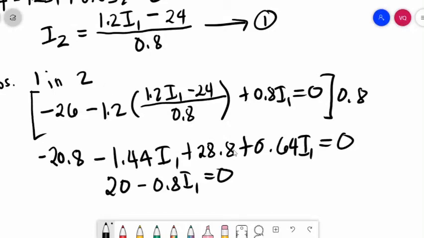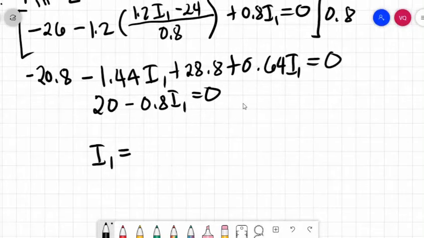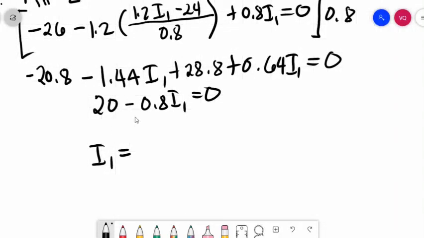So, solving loop current I1, we'll have 8 divided by 0.8, so that is 10 amperes. Positive answer, so that means your loop current direction is correct.